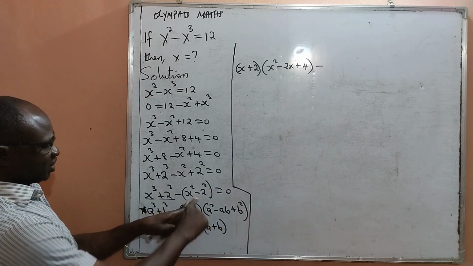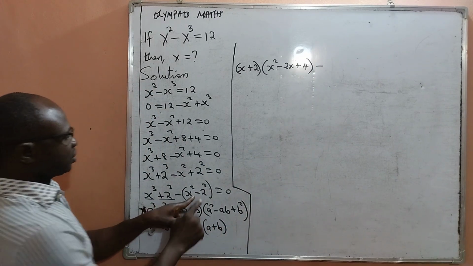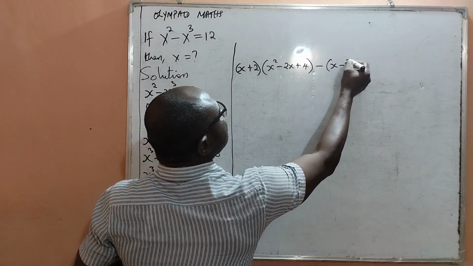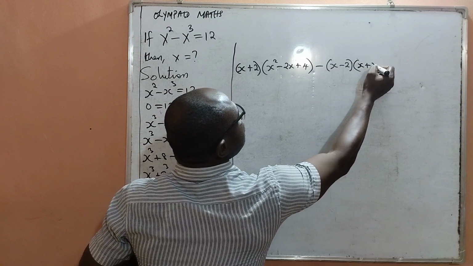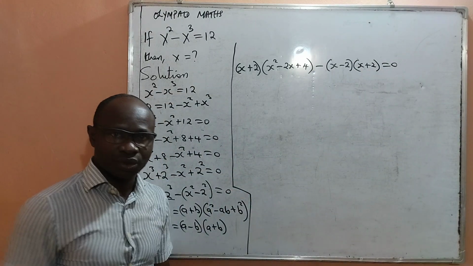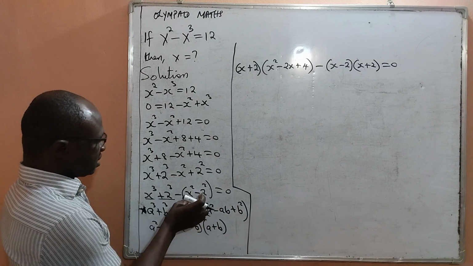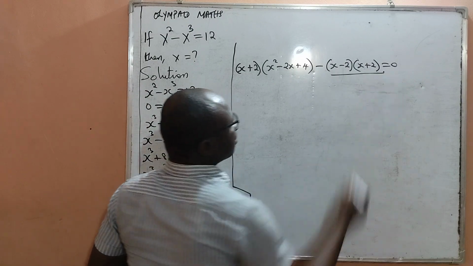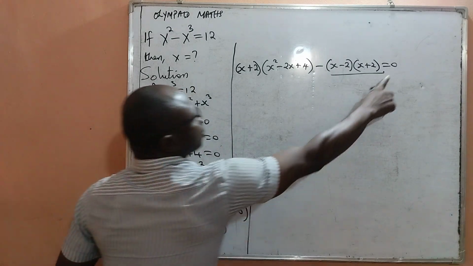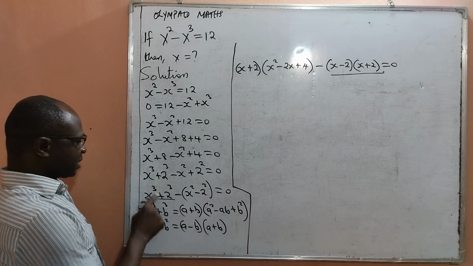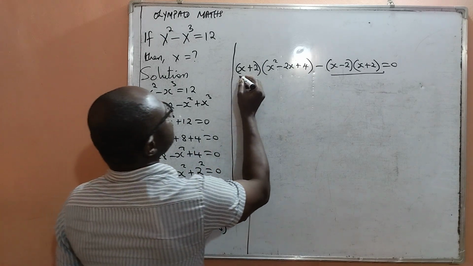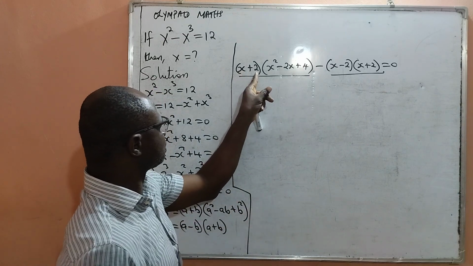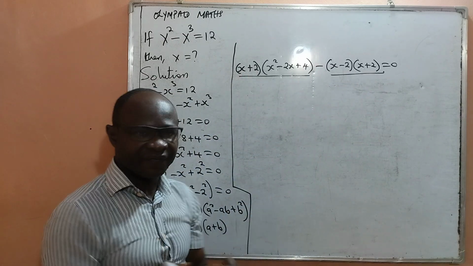What is left here, applying difference of 2 squares, can be written as x minus 2 into x plus 2. Everything now is equal to 0. This x squared minus 2 squared is the whole of this, and x raised to power 3 plus 2 raised to power 3 is the whole of this. Now, looking at it, something is common, and that is x plus 2. It can be factored out.